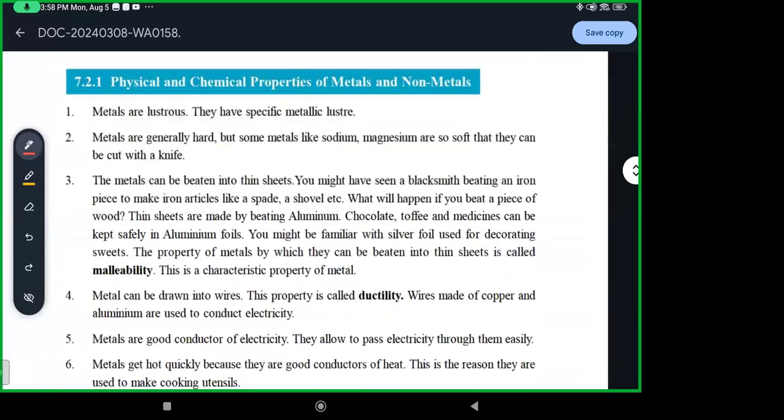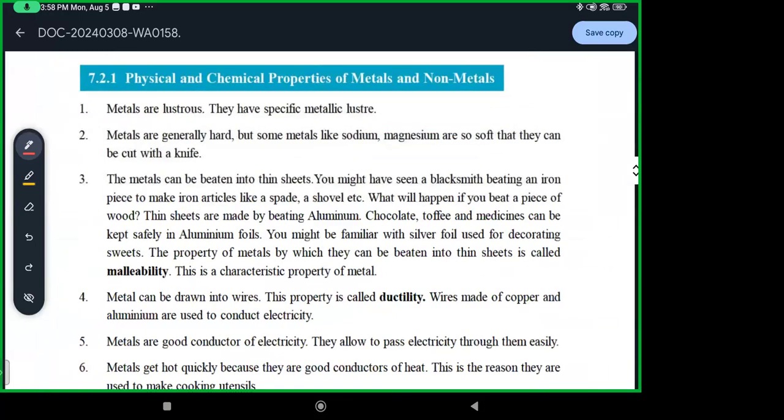Then we have physical and chemical properties of metals and non-metals. How do we know that something is a metal, or how do we know that something is a non-metal? Metals have some qualities with which we can tell that it's a metal. Similarly, non-metals have some qualities and characteristics with which we can tell that it's a non-metal. So that's what we're going to talk about. First, the qualities of metals.